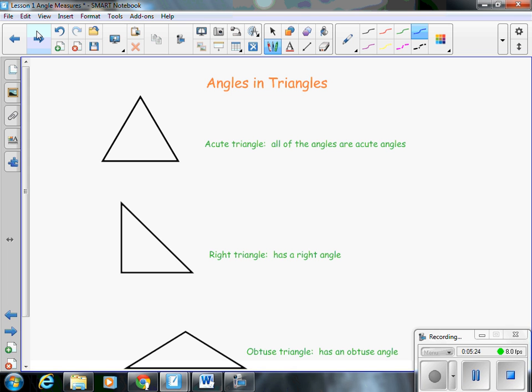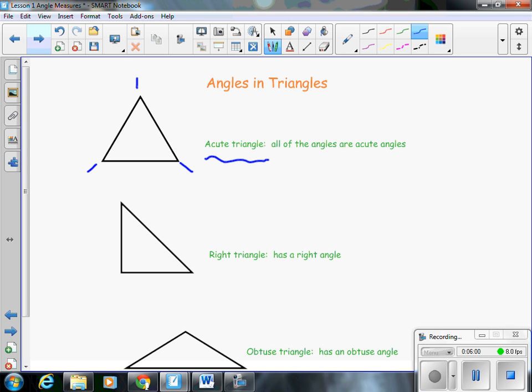This unit is on geometry, so we're going to be talking about a lot of different shapes. And one of those shapes we're talking about in this lesson is triangles. Triangles have 3 angles. Tri stands for 3. So there are 3 different types of triangles based on the angles that are in them. So this triangle is an acute triangle because all of the angles are acute angles. So that means it's an acute triangle.